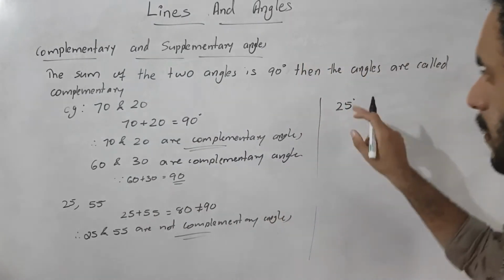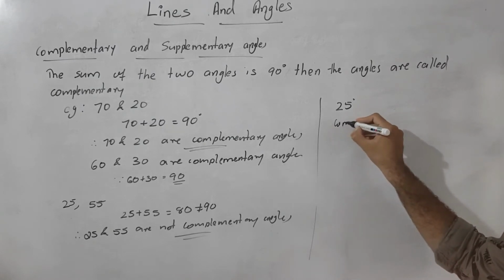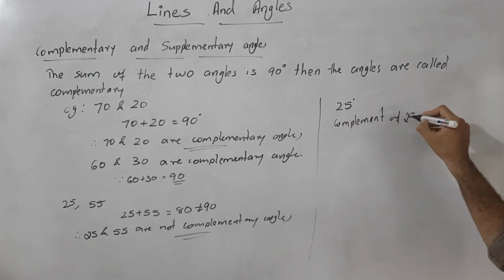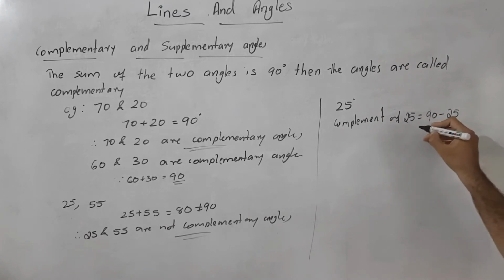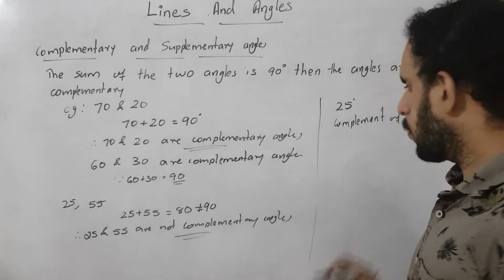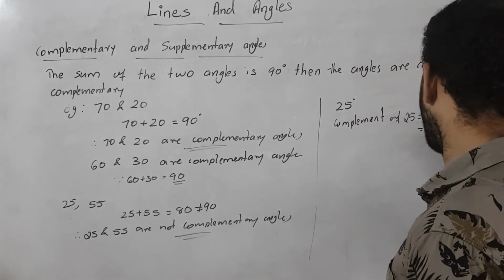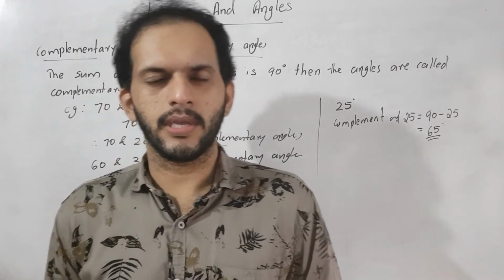So how do we write the complement of 25? Then the complement of 25 is equal to 90 minus 25. What is 90 minus 25? 90 minus 25 is equal to 65. Correct? 65. So, what is the complement of 25? The complement of 25 is equal to 65.